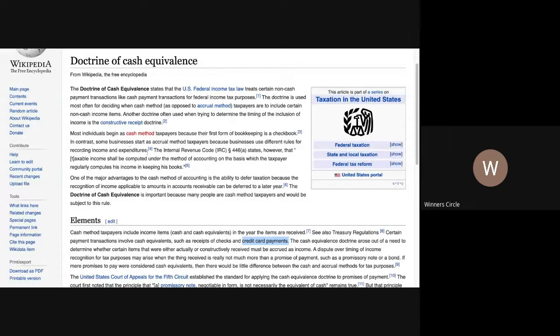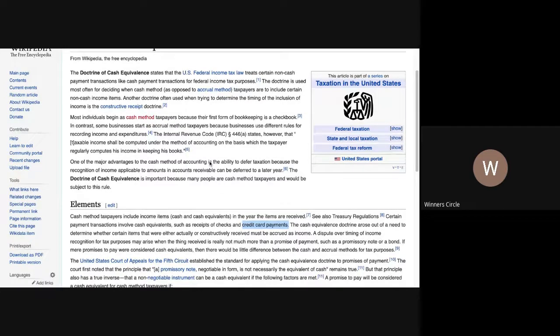In contrast, some businesses start as accrual method taxpayers because businesses use different rules for recording income and expenditures. The Internal Revenue Code, IRC subsection 446(a), states, however, that taxable income shall be computed under the method of accounting on the basis of which the taxpayer regularly computes his income in keeping his books. Now, what people do not understand, one of these days I'll do a video on how you can actually choose the way you do your taxes. So the IRS cannot tell you how to file your taxes. They cannot tell you how to account for your books. Your books just have to balance.